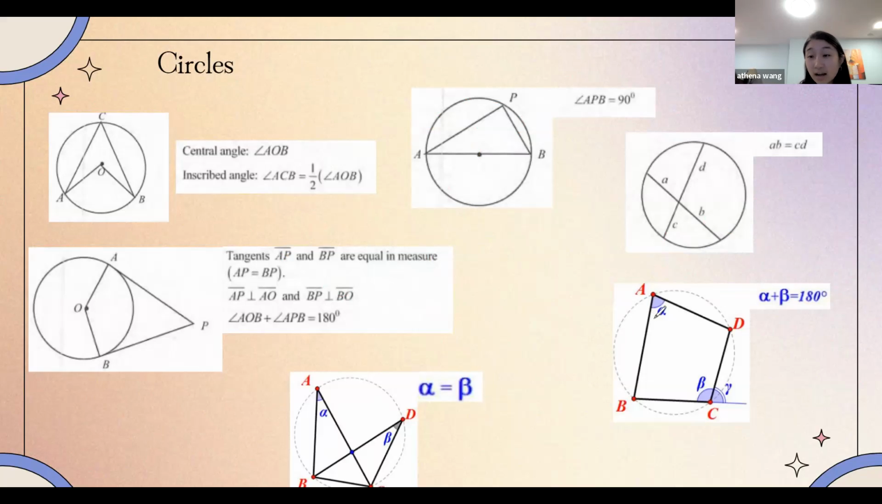Okay, we also have alpha plus beta equals 180 degrees in this quadrilateral. This is a special type of quadrilateral. It's called a cyclic quadrilateral because it is inscribed in a circle. For cyclic quadrilaterals, we know that the sum of the opposite angles adds up to 180 degrees. So that means that this angle on the outside, which is 180 degrees minus this beta, would just be the same as alpha. Okay, so those are the main formulas you need to know.